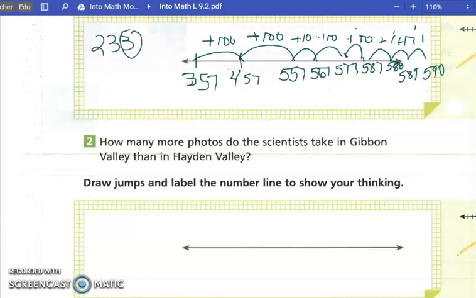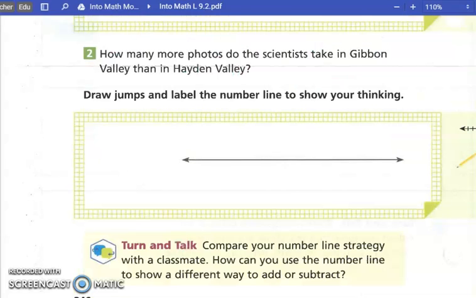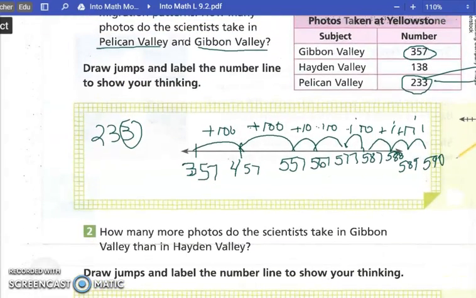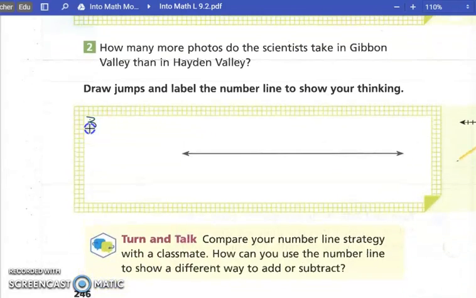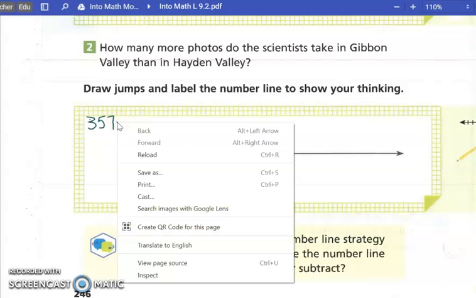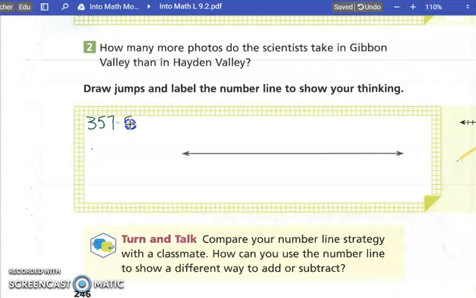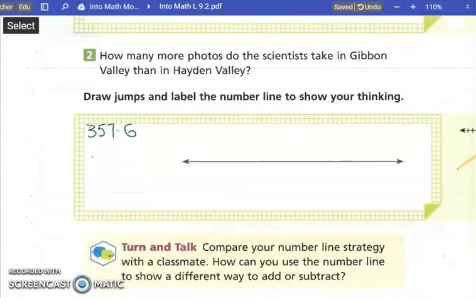Okay, we're going to give ourselves more room on this next one. It says, how many more photos do the scientists take in Gibbon Valley than in Hayden Valley? Well, let's look at Gibbon Valley. It's 357. Let's just write that up in the corner so we don't forget. This is Hayden. This is Gibbon. And then Hayden is 138.